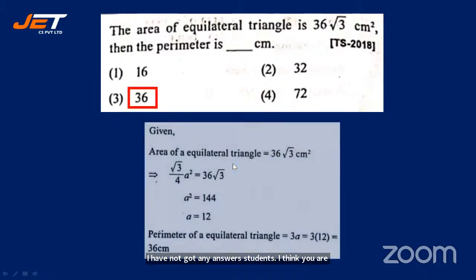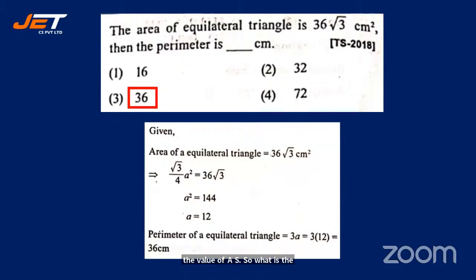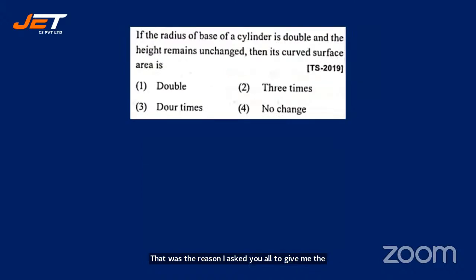All right, let's see. The answer is 36. How? As I told you, area of the equilateral triangle, root 3 by 4 a square. And they have given that as 36 root 3. All right. So root 3 by 4 a square is 36 root 3. So find out the value of a square, which is 144. And when you take the square root of 144, you will get the value of a as 12. So what is the perimeter of the equilateral triangle? It is 3a. So 3 into 12 is 36. So it's supposed to be very simple. That was the reason I asked you all to give me the answers. All right, with this, let's move on to the next question.